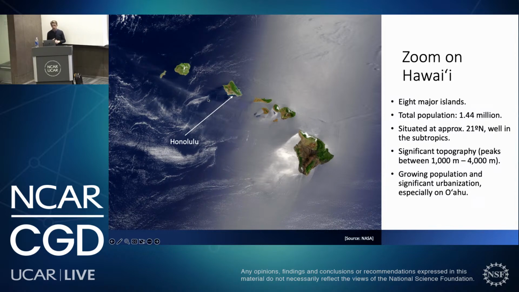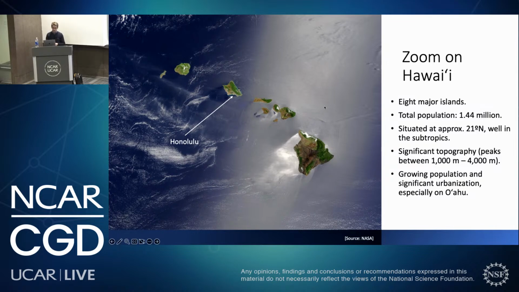There are about 1.5 million people living in Hawaii, most of whom are concentrated in Honolulu, which is on one of these smaller and older islands. The latitude of the islands is approximately 21 north. It spans from 19 to 21, roughly. And so these are not really in the deep tropics, which is where I did most of my research, but are well into the subtropical regions. And more about that later. And they are characterized by significant topography. And so we have peaks that go from anywhere from 1,000 meters to 4,000 meters.